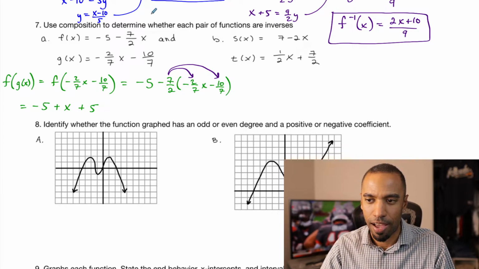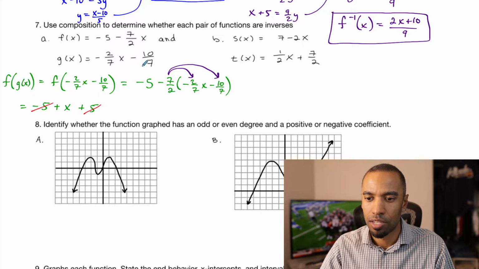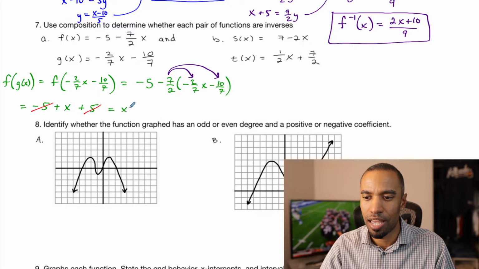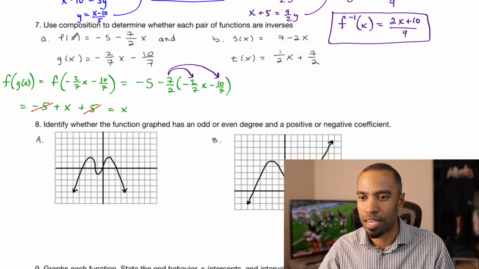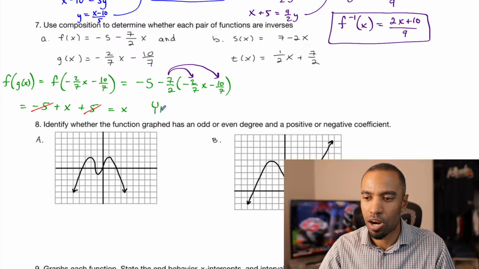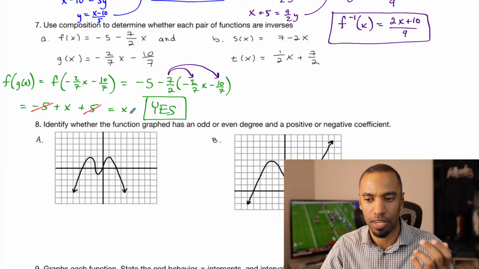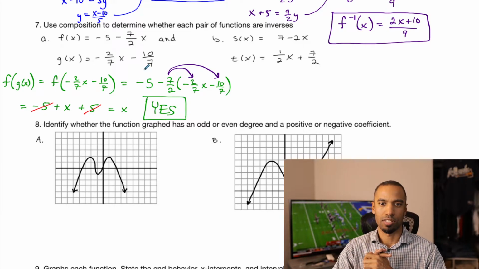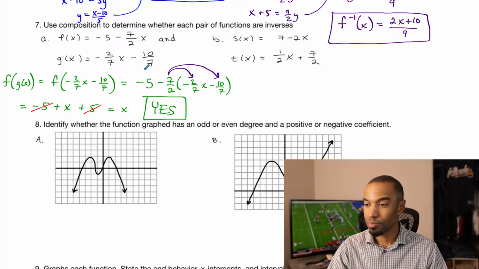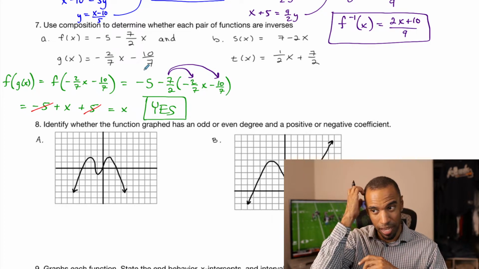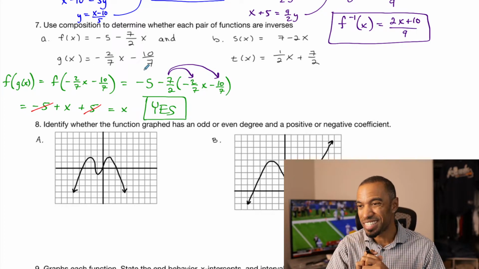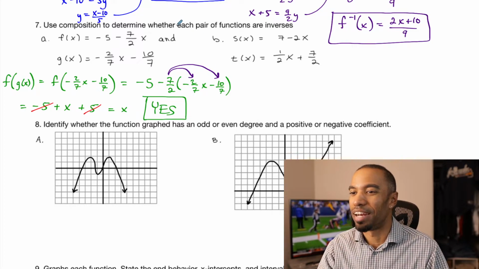And now we have a negative 5 plus 5, which go bye-bye. So we do just get an x out. If we just get an x out, the answer is yes. These are inverses of each other. When you do a composition of functions and your simplification is just x, yes, it is. Cool. I didn't know if I expected it to be. It kind of intimidated me with the fraction stuff, just a little bit.